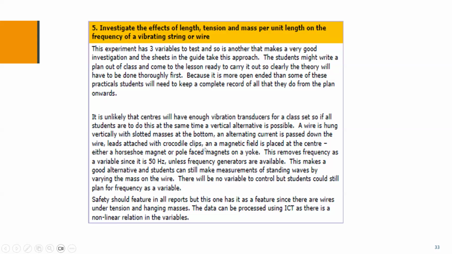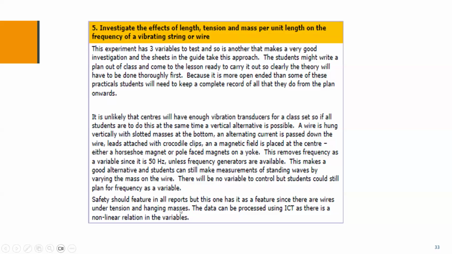It does say at the bottom, safety should feature in all reports, but this one has it as a feature since there are wires under tension and hanging masses. So of course the risk there is that the wire can snap, the wire can spring back and catch somebody in the eye, so safety goggles will be important, and also the masses could fall and damage either the masses or the floor or the student's foot. So all of those are possible dangers to be thought about.